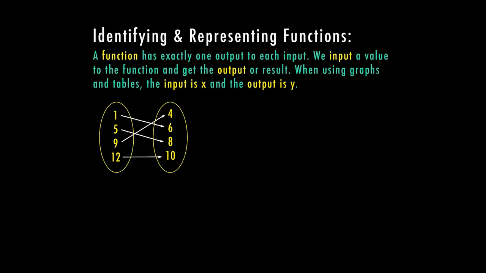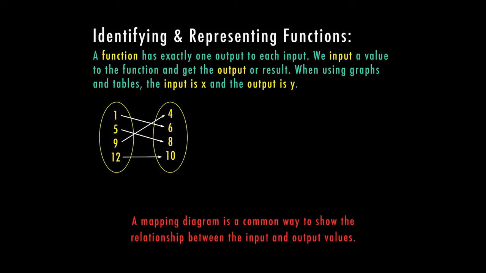So we're going to look at a few different diagrams here so we can determine if it is a function or if it is not. And this is called a mapping diagram. This is a common way to show the relationship between the input and the output values. If you look here, we have two ovals with numbers, and these numbers have arrows pointing between them.